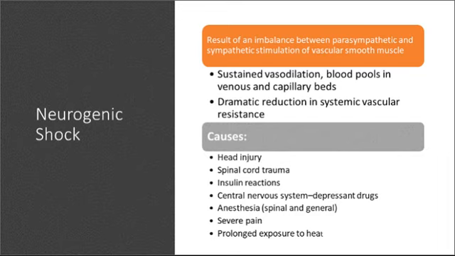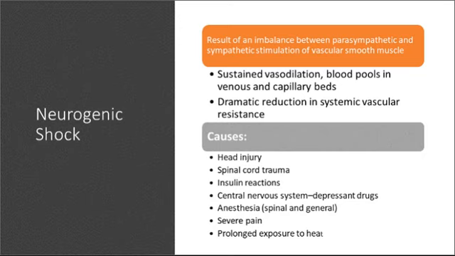Neurogenic shock results from an imbalance between parasympathetic and sympathetic stimulation of vascular smooth muscle. That's your nervous system: an imbalance between your parasympathetic and sympathetic nervous system. Sustained vasodilation. Remember, this is a type of distributive shock. The distribution, gross vasodilation.